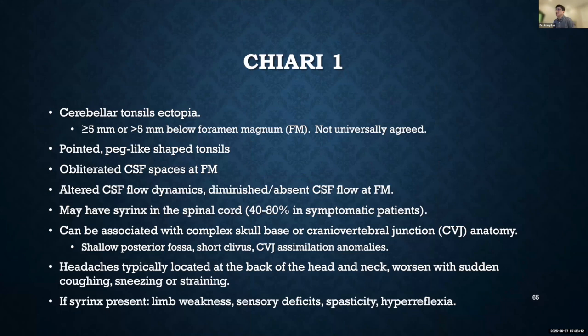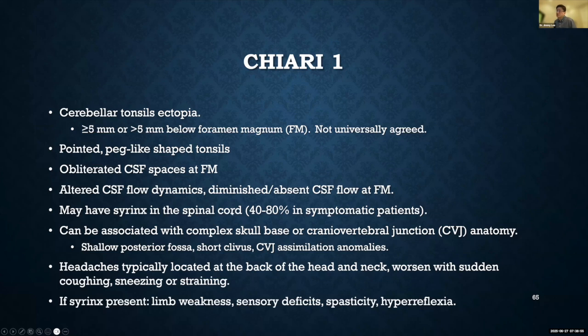Now, last point, remember we're talking about all these low-lying cerebellar tonsils, right? So this is distinct from Chiari 1 malformation. Now, for Chiari 1, there's no universally agreed distance, but typically some report 5 millimeters or greater of cerebellar tonsils below the foramen magnum. I usually use 6 millimeters, just because it's probably easier. But not just the cerebellar tonsil is low, the shape of it is important. It has to be a peg-like shape instead of the rounded shape that it normally is. And you have the obliterated CSF spaces of the foramen magnum, as well as altered CSF dynamics.